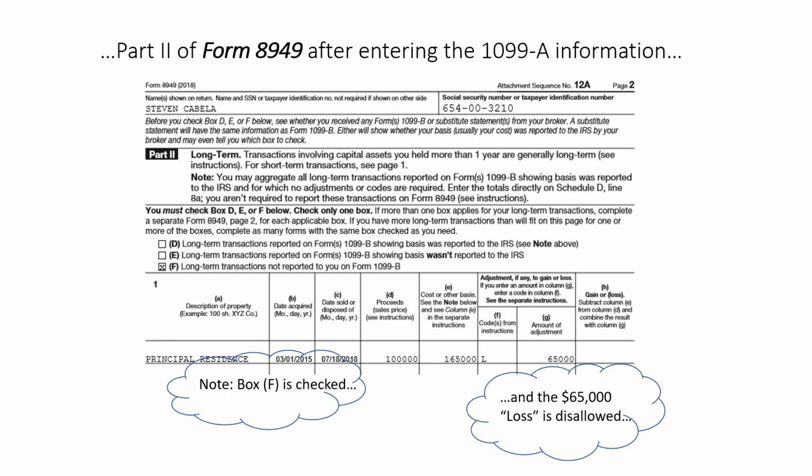Now, if I were to print out Form 8949 or view it on the screen, here's what Part 2 of that form would look like after we entered the information from the 1099-A. And if you notice, box F on this form is checked, long-term transactions not reported on a 1099-B, and the $65,000 loss from the personal residence has been disallowed.